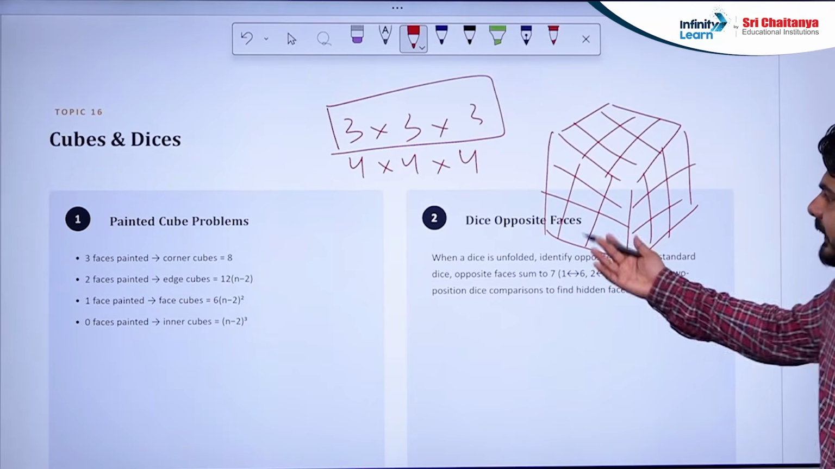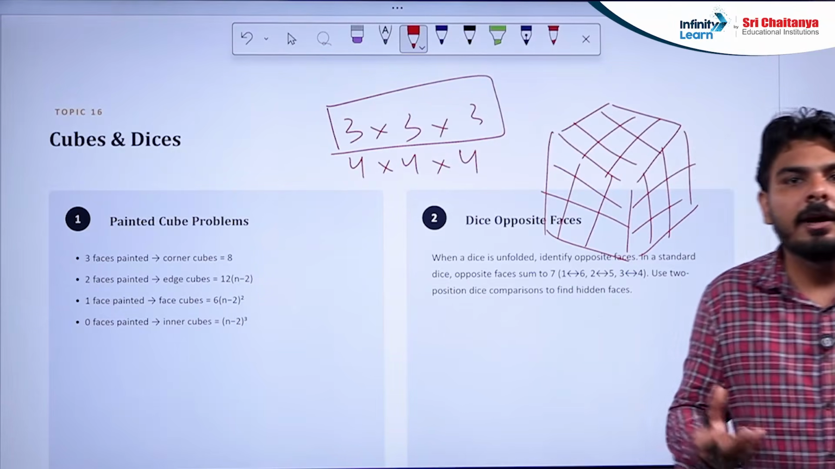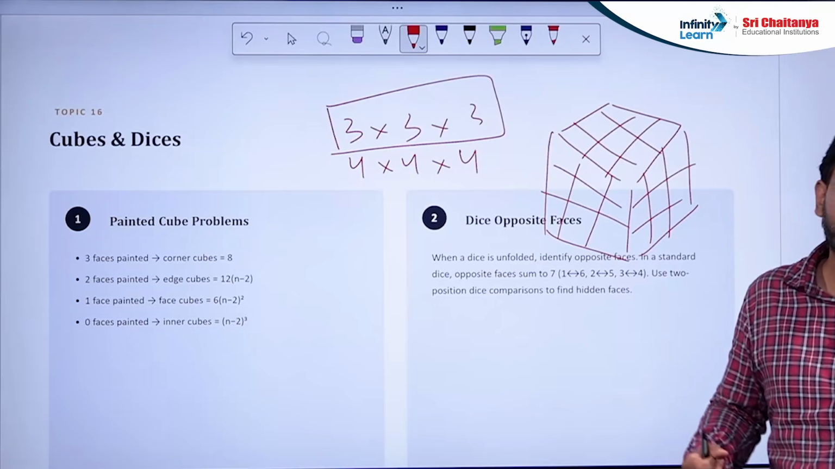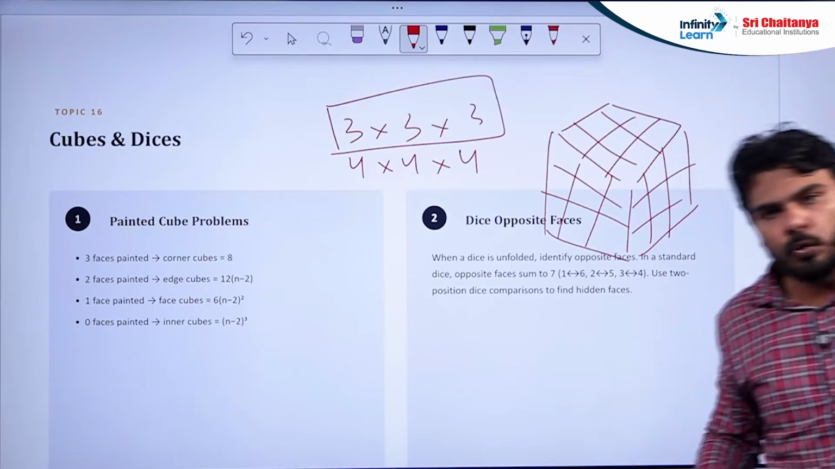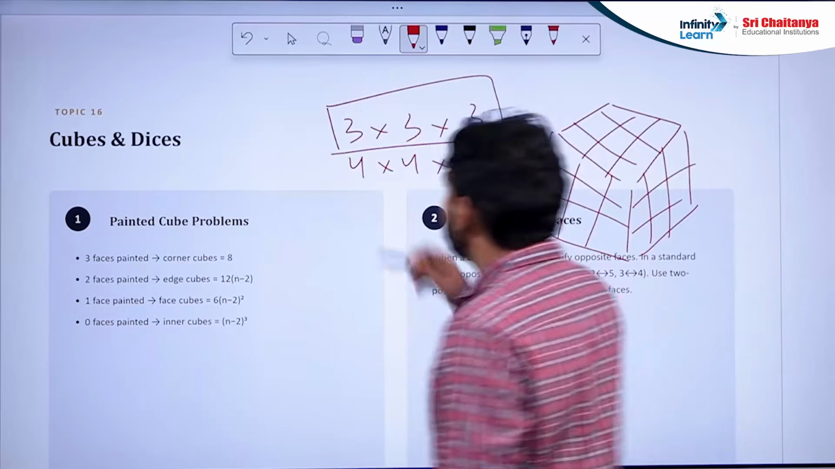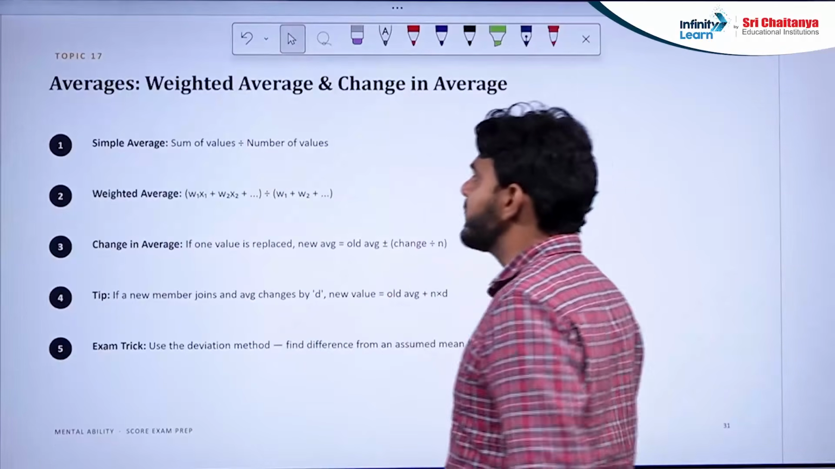Okay, the other chapter will be dice. You will be given a dice and you have to find which face is opposite to the face which is representing 1. Which face is opposite to 2. So the questions will be like this. We will be discussing this thing in detail in the class. So let us now move on to our next topic.